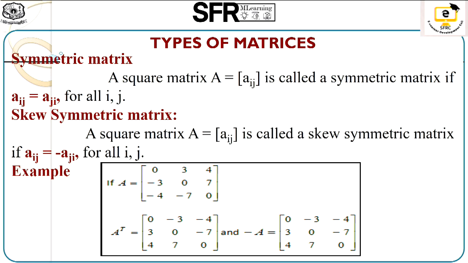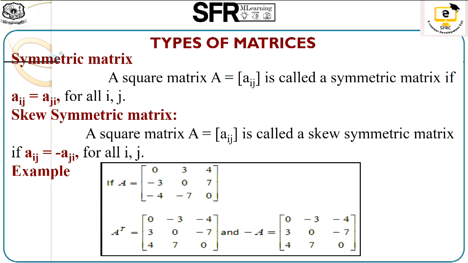The second row is minus 3, 0, 7, and the second column in A transpose is also minus 3, 0, 7. Here the last row is minus 4, minus 7, 0, and in A transpose the last column is minus 4, minus 7, 0. Check that condition A equal to A transpose, then the given matrix is said to be a symmetric matrix. A is not equal to A transpose means it is not a symmetric matrix.